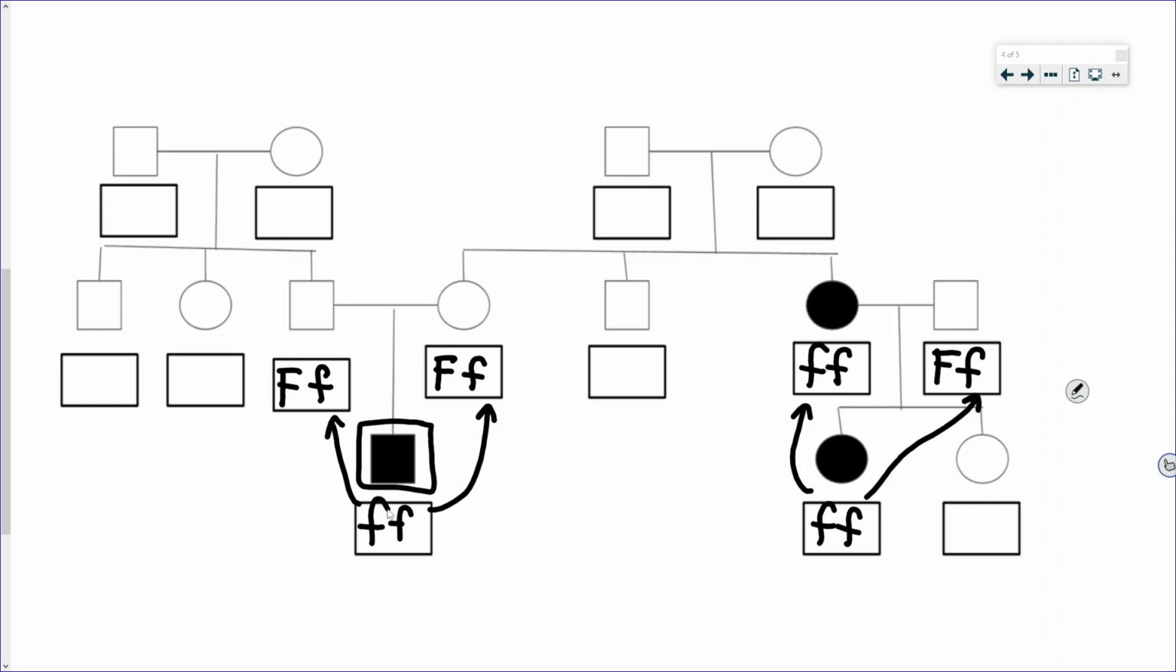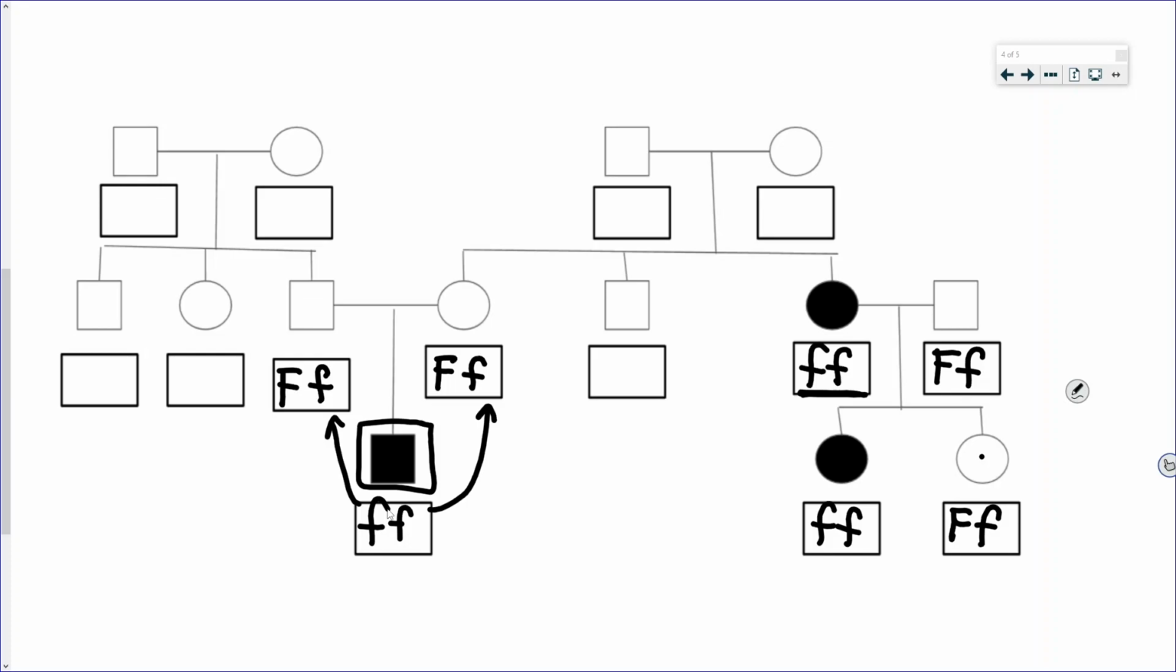Now that I have the genes of both parents, let me get rid of these arrows so they're not confusing. I can then figure out the genes of this daughter right here. I know that this daughter has a capital because she's not shaded. And then if I look over here at mom, she only has lowercases, so every single time she has a kid, she's going to donate a lowercase. So that child there has to be capital lower.